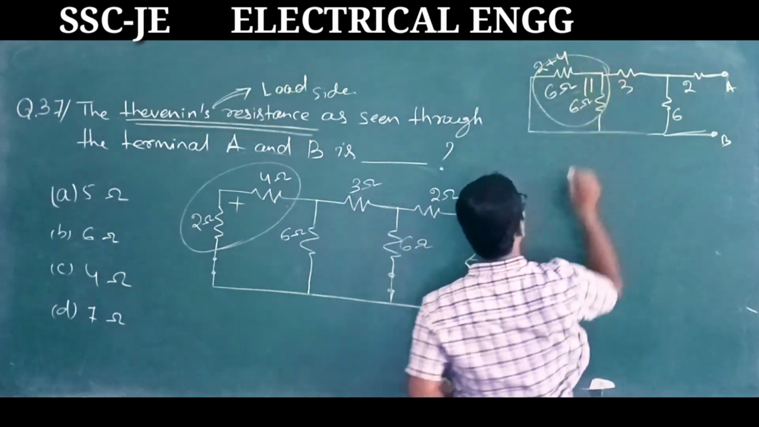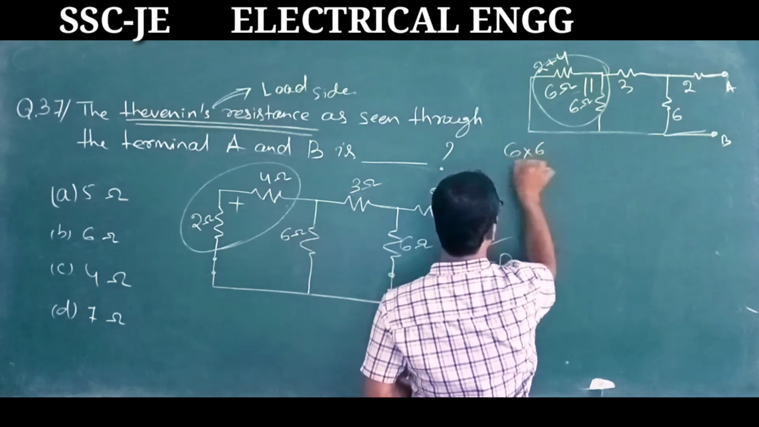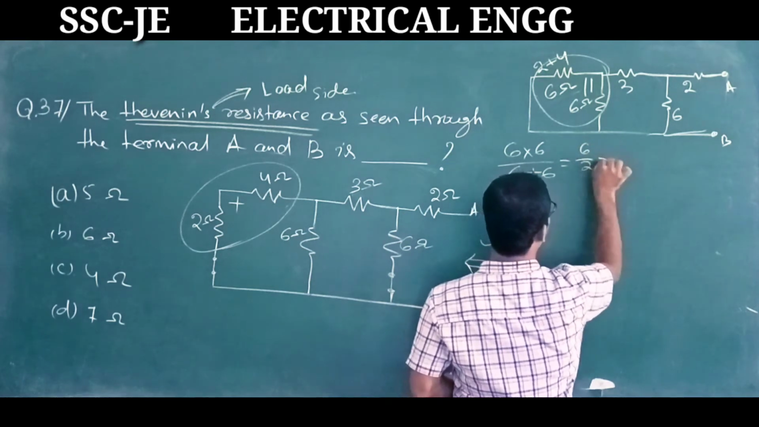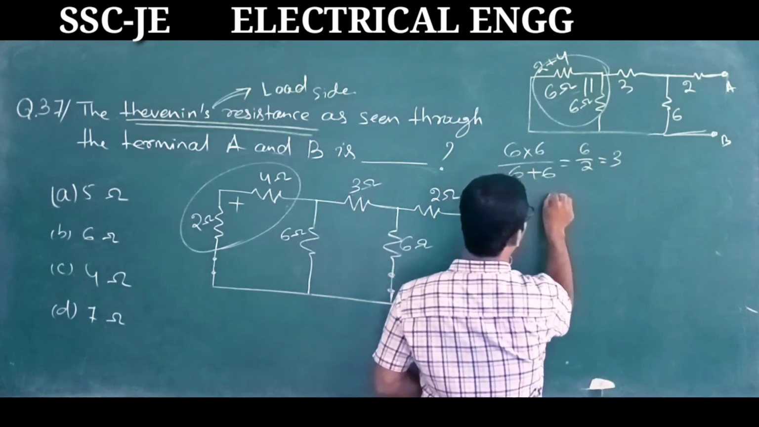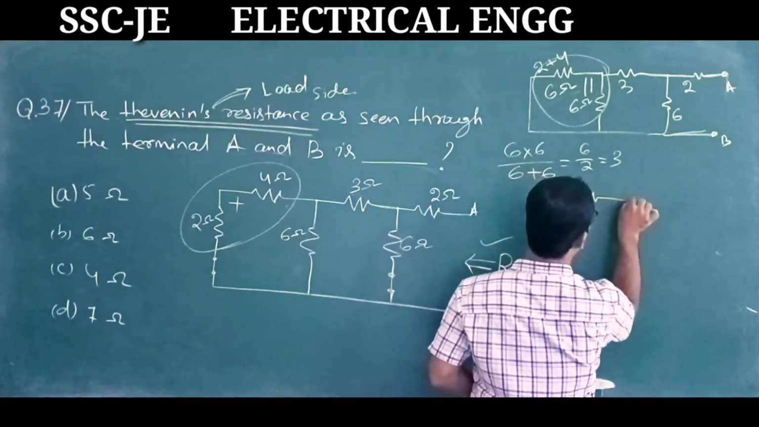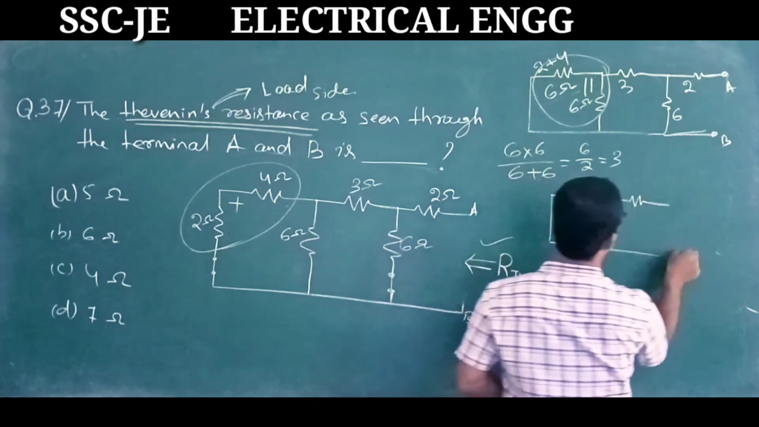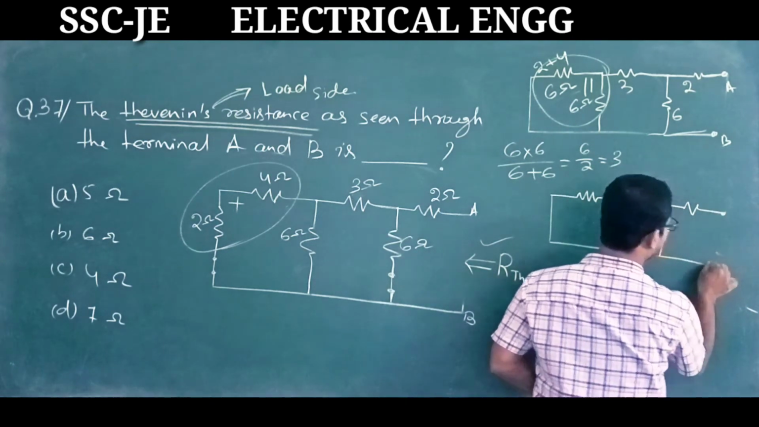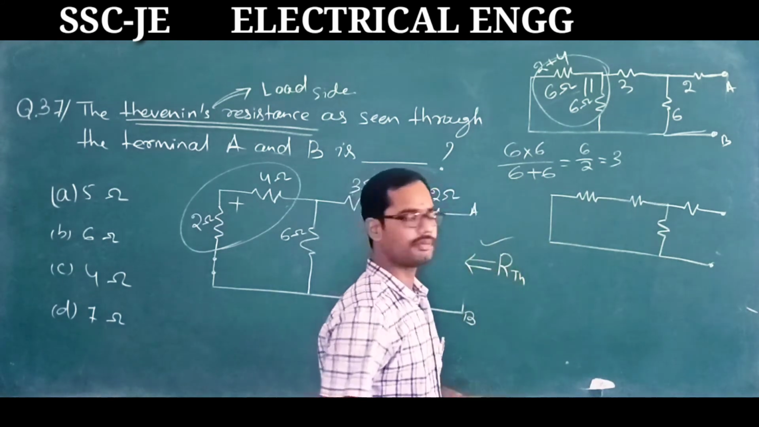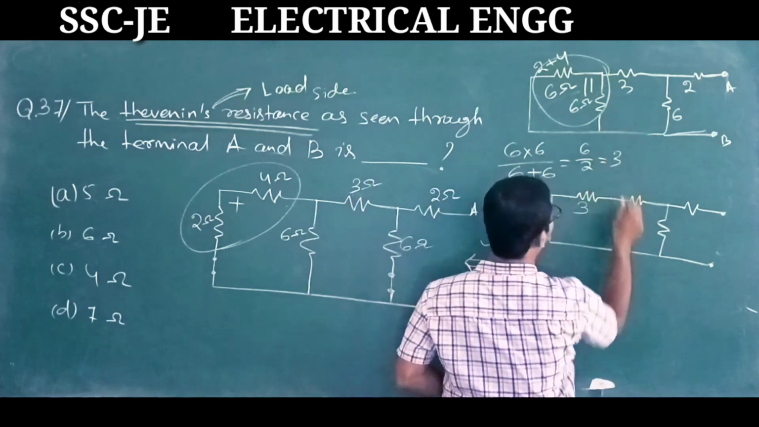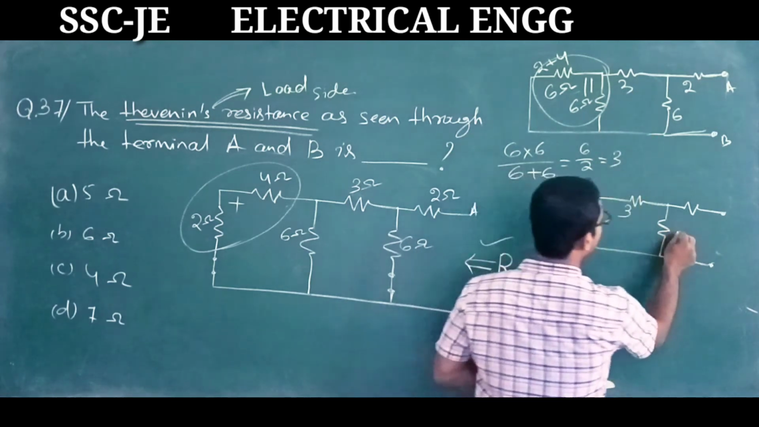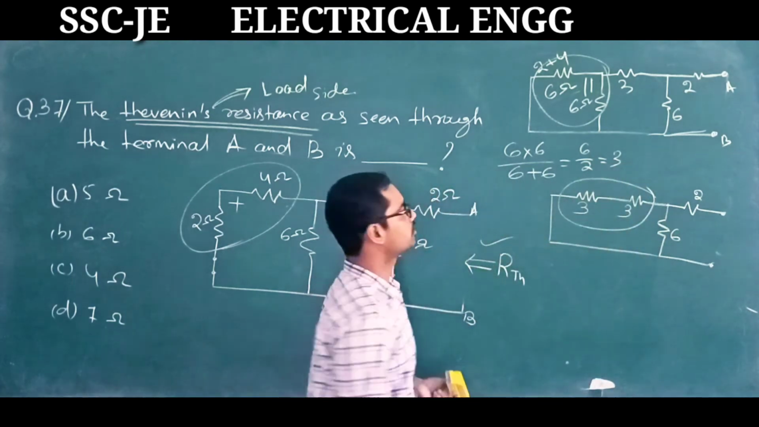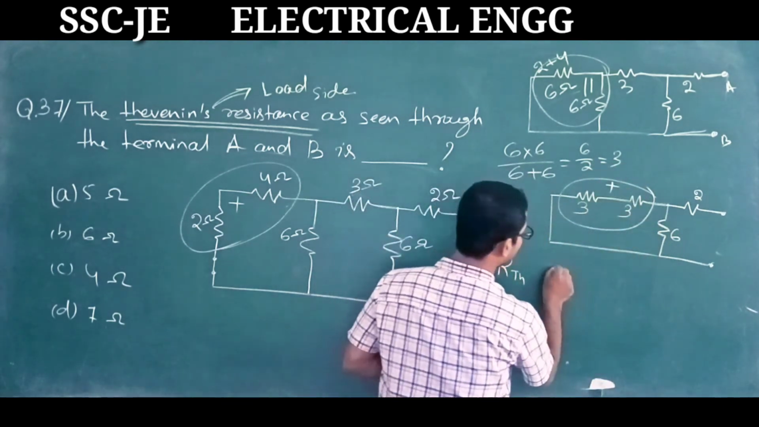So now solve these two. Your 6 into 6 divided by 6 plus 6, so we get 6 by 2, it is your 3 ohm. So the resistance will be like that. You have to look at the steps, how step by step I am solving. So this is your 3 ohm, and your 3 ohm is also present here, with 6 ohm and 2 ohm. Now you solve these two because these two are in series. So add these two, 3 plus 3, it is 6 ohm.